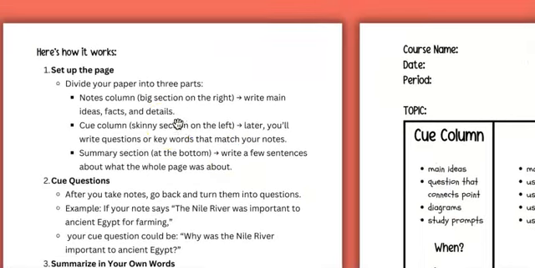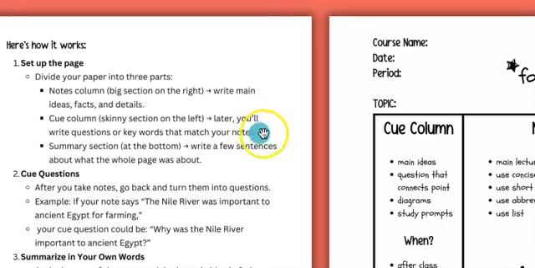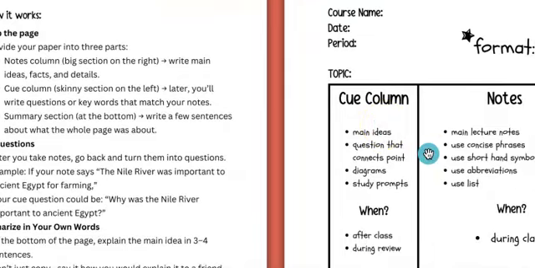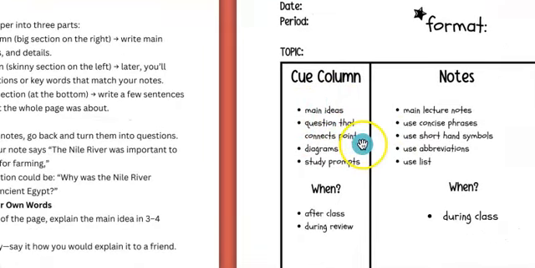And on this handout, it tells you the same thing. So it tells you what you're doing in the notes column, right? Main ideas, facts and details, and then the cue column. So later, you'll write questions or keywords that match your notes. So let's take a look, okay? Main ideas, questions that connect. You can also do diagrams in this column, and then a study prompt, right? So create something for yourself. What would be a good question for you to ask to help you study these notes later? And you would do that after class, when you're reviewing, whatever the case may be.